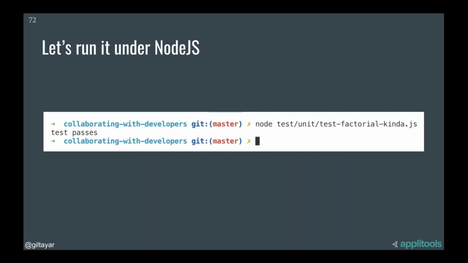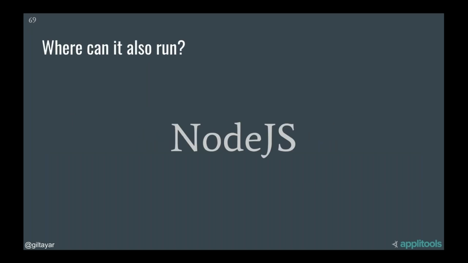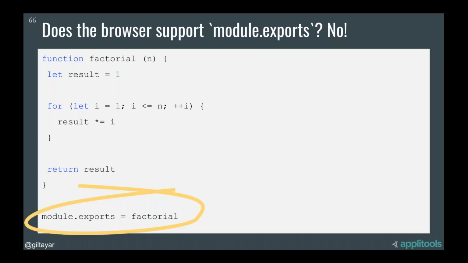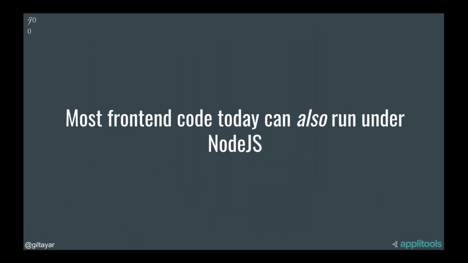Let's run it under Node.js. Remember the test factorial? We run it using Node in the command line. We give it the file testfactorial.js, and the test passes. Yay, we're good. Remember the code that asserts that factorial 0 is 1, etc., etc. We run it under Node and it works. But it's very awkward to write tests like this. It's not fun. It doesn't scale.